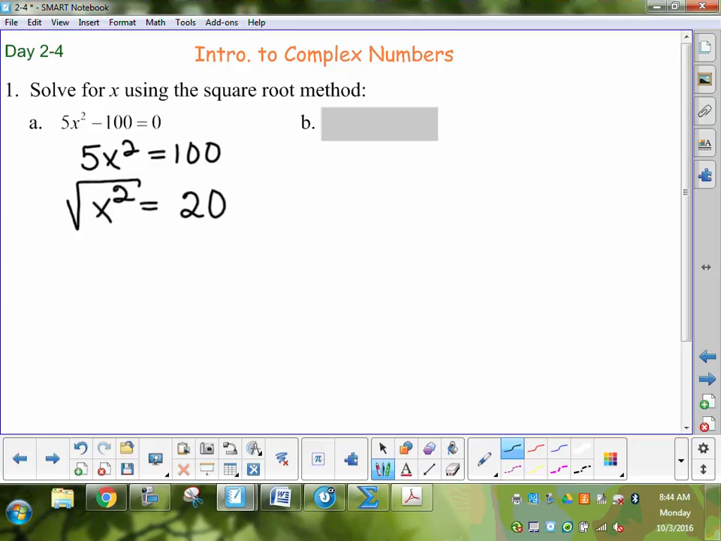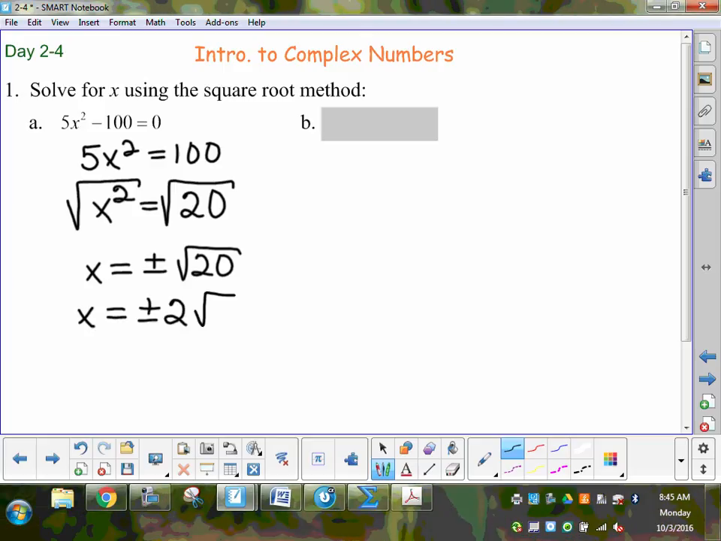Once we get to here, Marissa T., what would your next step be? So I'm going to take the square root of both sides, and when I get to here, I'd say x is equal to plus or minus the square root of 20. That's not an acceptable answer, though, because this reduces down further. Hands up, please, if you can tell me the biggest perfect square that goes into 20. What would it be when you take the square root of 20? Yeah, so I'd say x is equal to plus or minus 2 radical 5.